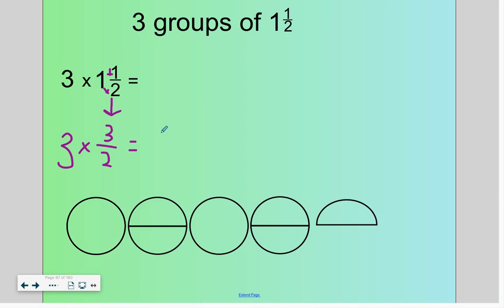3 times 3 is 9. Keep your denominator the same. Then 2 goes into 9 4 times with 1/2 left over. We got the same answer of 4 1/2.